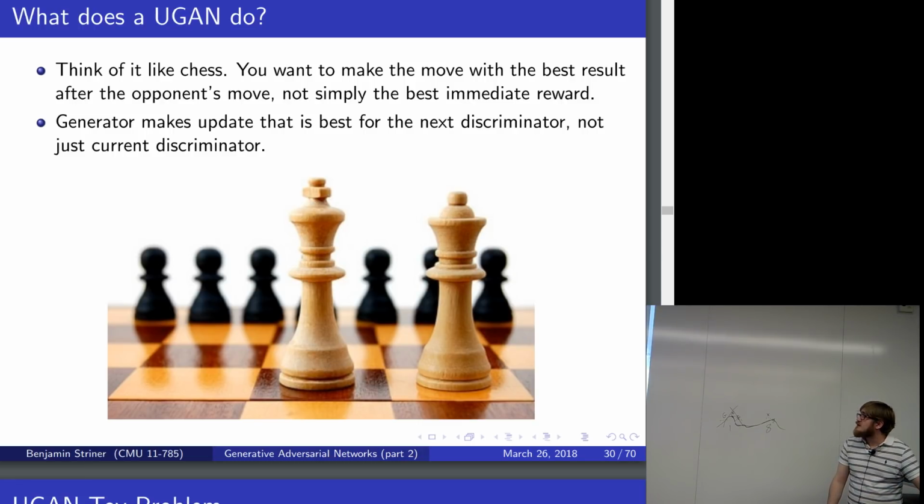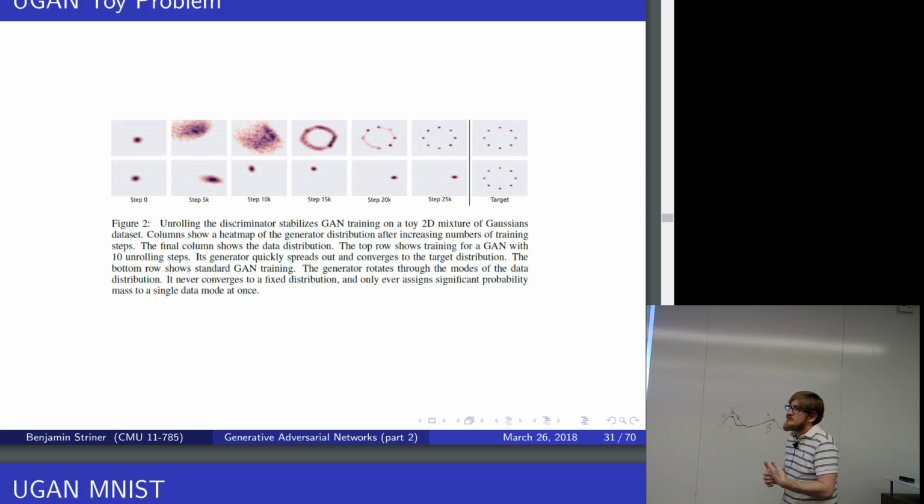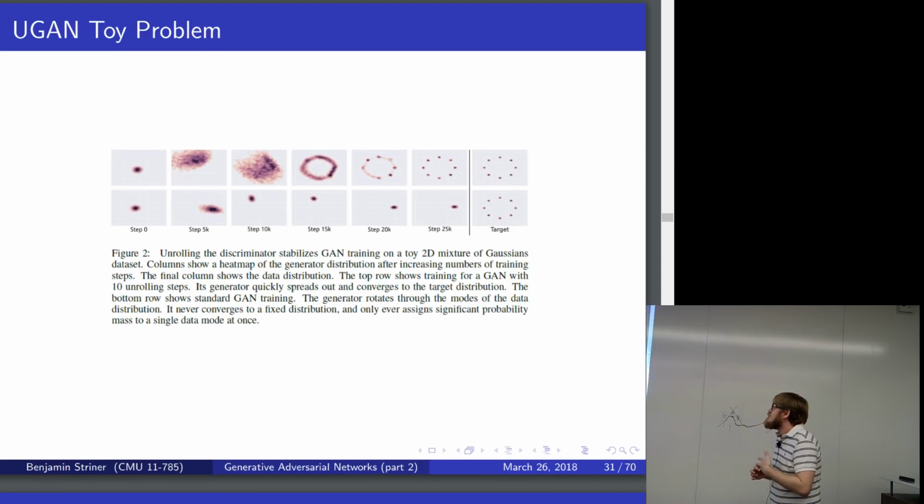Any questions? So here's just a toy problem. This is the type of illustration you will see 100 different times in GAN papers. People love to do these circular little toy problems to see what happens. The first row is evolution over time with the unrolled GAN. You can see it starts initialized at a center point, spreads out eventually, then narrows to points, and it gets the points. At the right is the target.